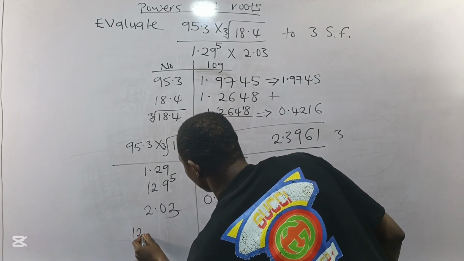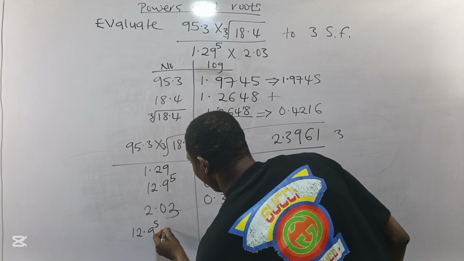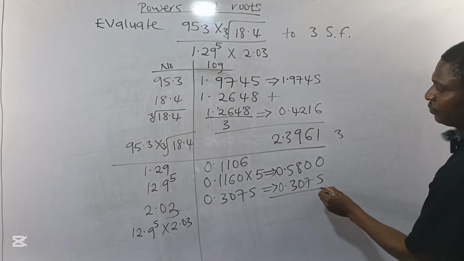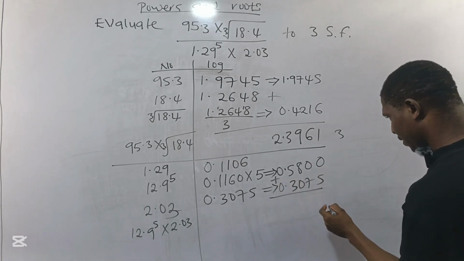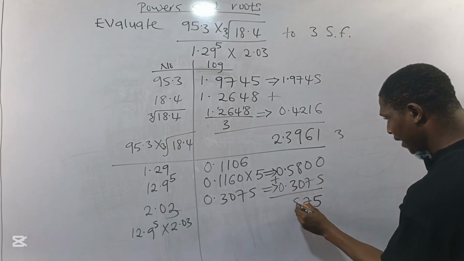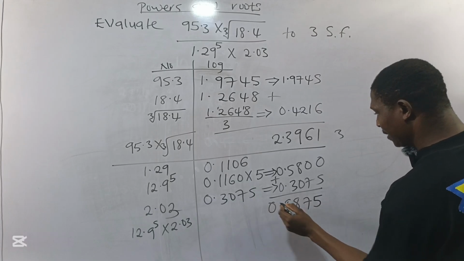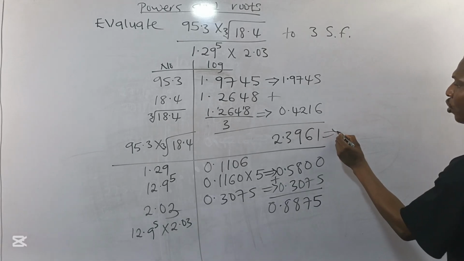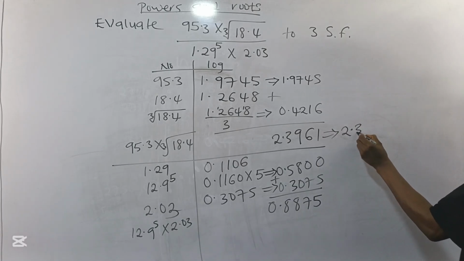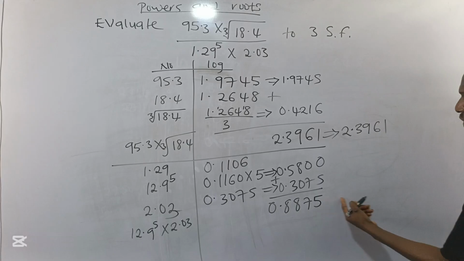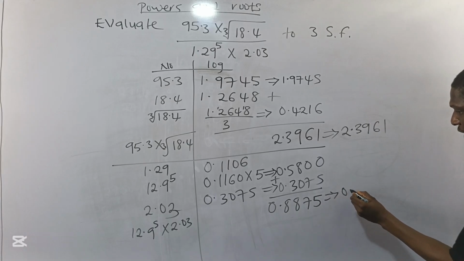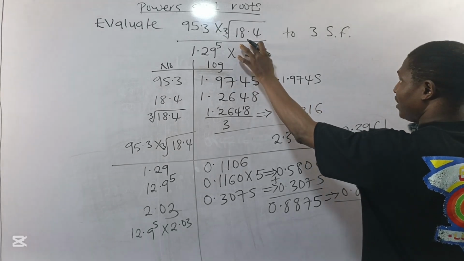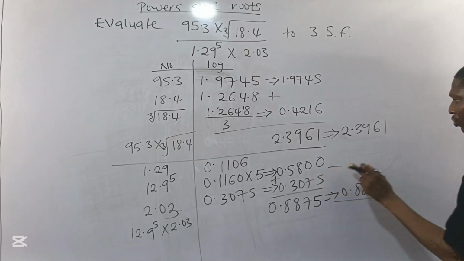So I have 12.9 raised to the power 5 times 2.03 to give me the sum of this, which is 5788.0. Excuse me. So this will come this way, 2.3961, and this will come this way also, 0.8875. Because of the division sign that connects the numerator and the denominator, I subtract.